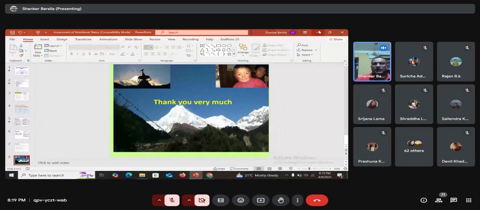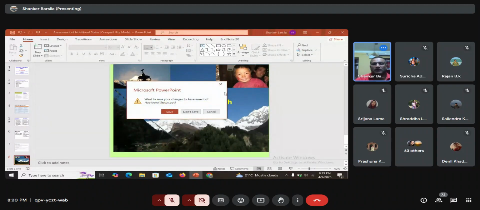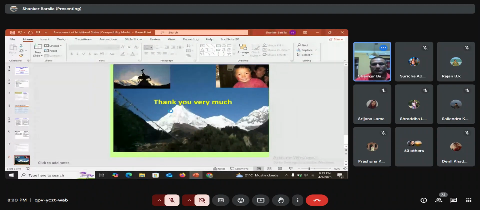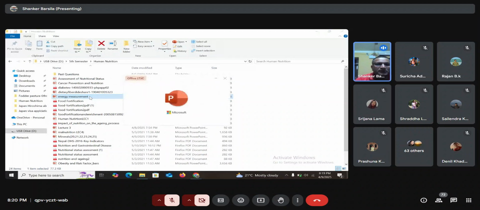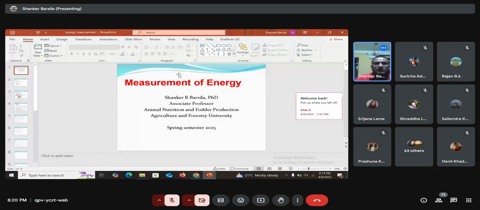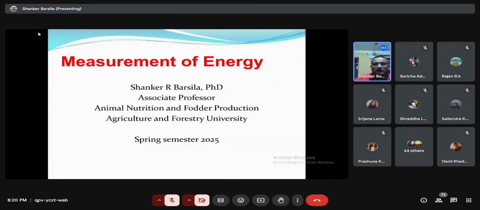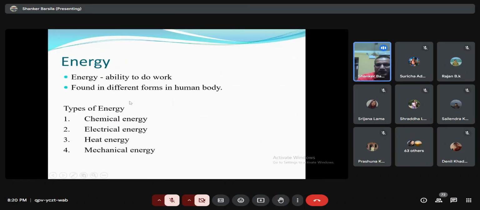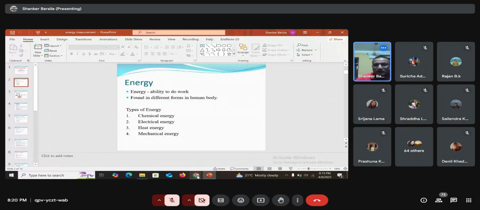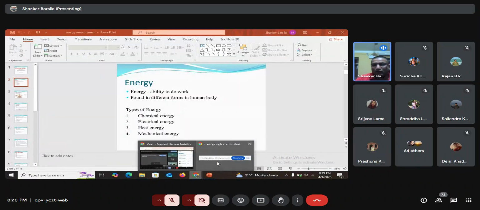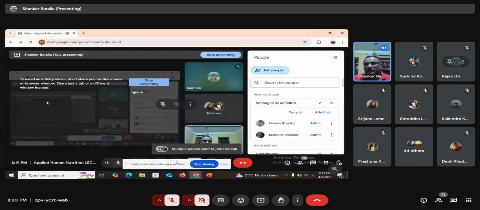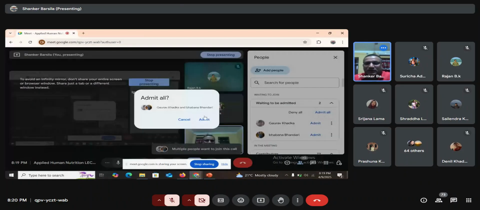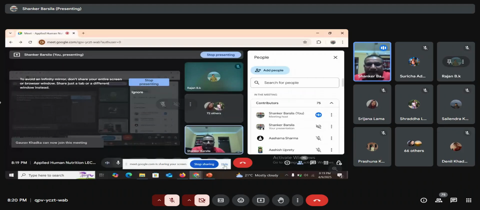Then let's go to energy status. Then let's go to another energy measurement. Okay, let me see how many numbers you are. 73. Gaurav Kharka. Okay.